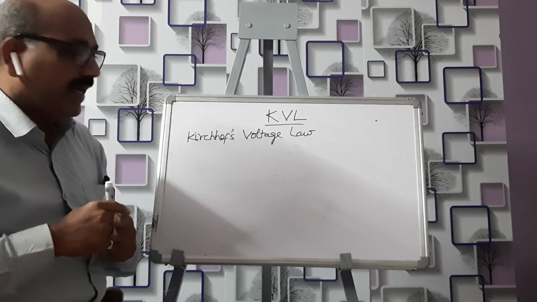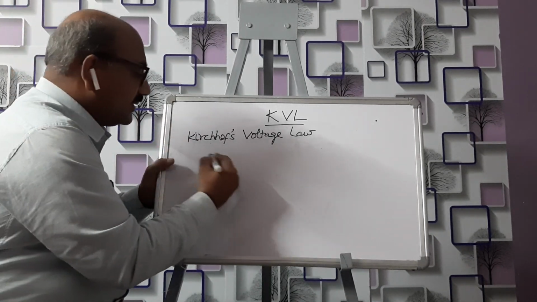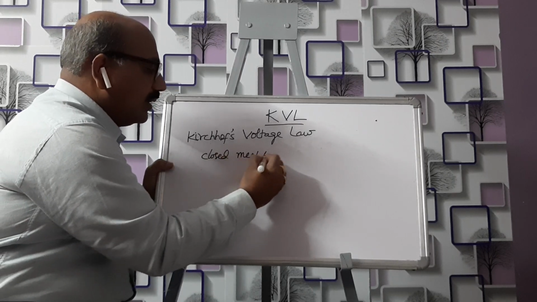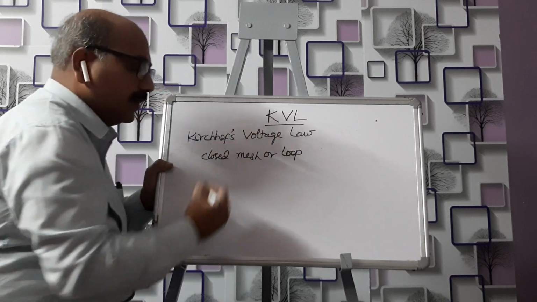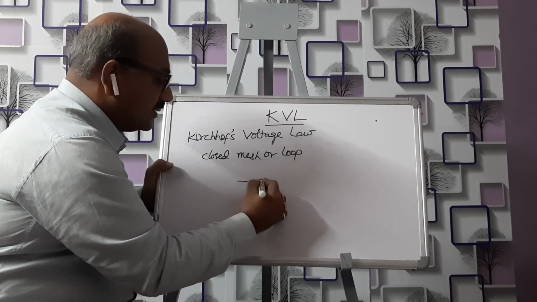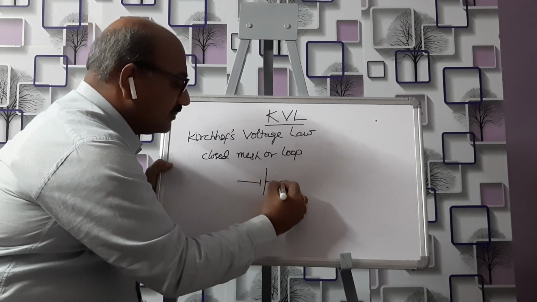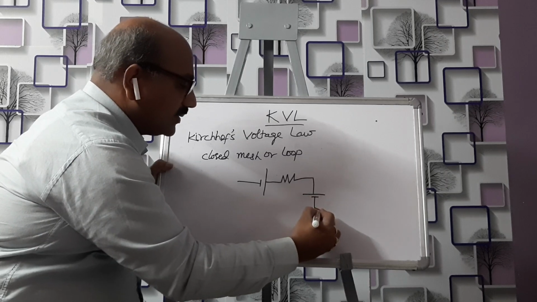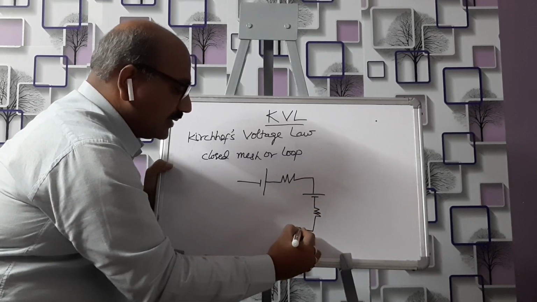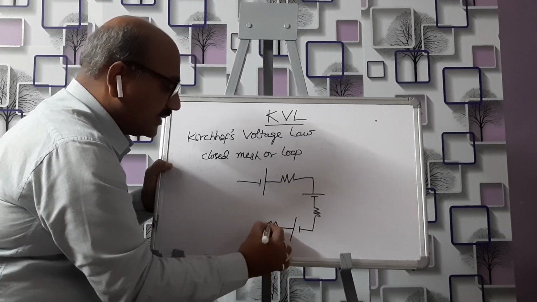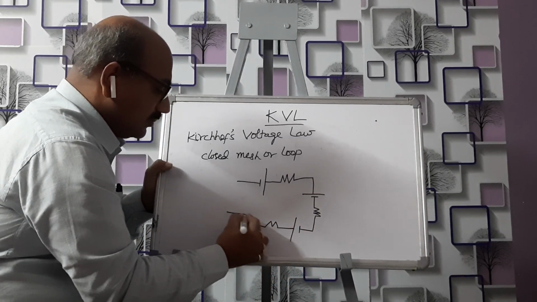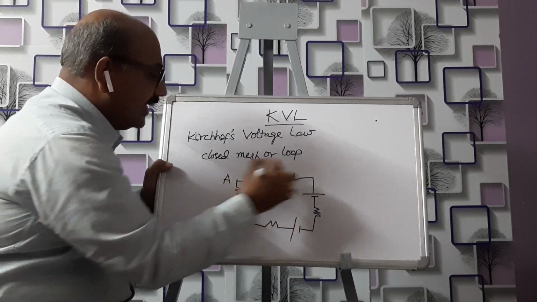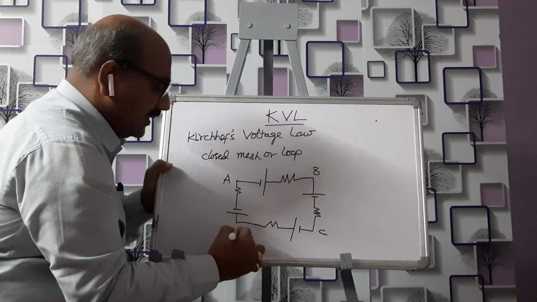So it can be explained as follows. Let us consider a closed mesh. It may be called a mesh or a loop. So I am selecting a closed mesh consisting of batteries and resistances. For example, I am selecting the closed loop like this. You can select any loop, it doesn't matter. Okay. Now I will put the names as A, B, C, D.